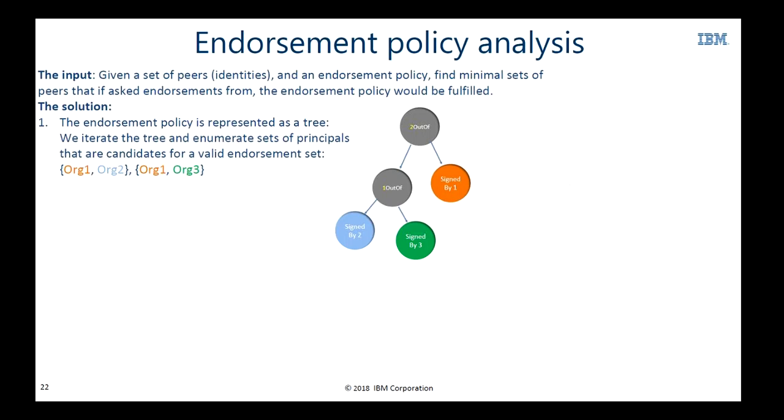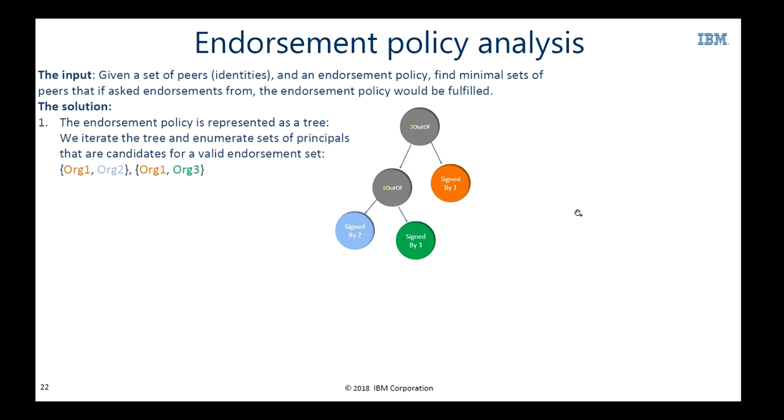So what is the solution? It is represented as a tree. As we know, the endorsement policies are represented in Fabric as a tree, and basically every threshold gate is translated to something called an out of. So for example, we have here at the root a 2 out of, it's 2 descendants, and the leaves of this tree are the principals. So signed by 2 or signed by 3 means signed by org 2 or signed by org 3.